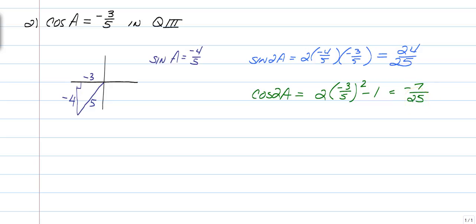and that's going to give us -7/25. And then for tangent of 2a, I'm going to guess that you used the shortcut method, which is absolutely fine. That would just be 24/25 times the reciprocal of cosine, which is 25 over -7, and that would have simplified to -24/7. And if you got all 3 of those, you are good to go.